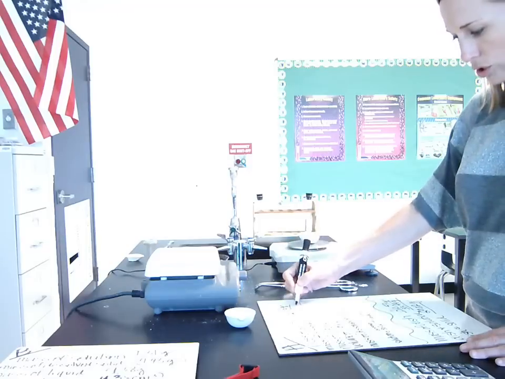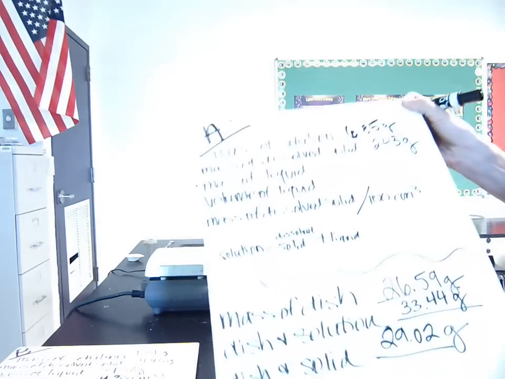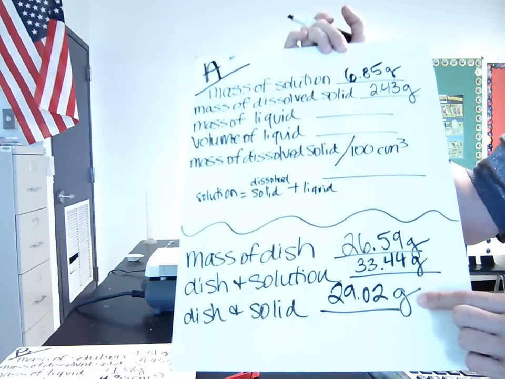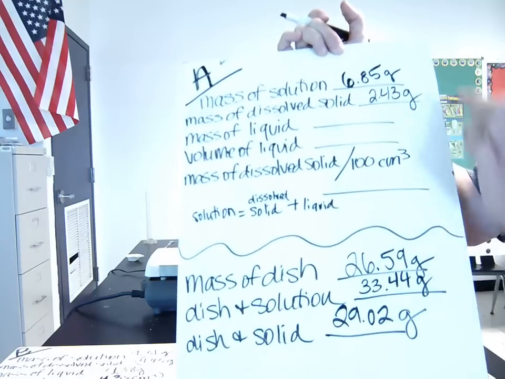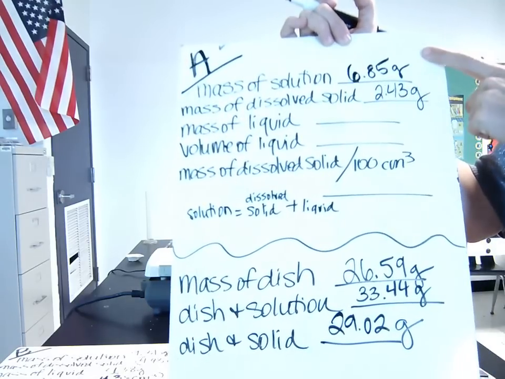So the mass of our solid is 2.43 grams. Let me show you how I did that really quick. I got the mass of the dish and the solid at the end once all the water was gone. I subtracted the mass of the dish, and that gives me the mass of the solid. Now, the solution is 6.85.